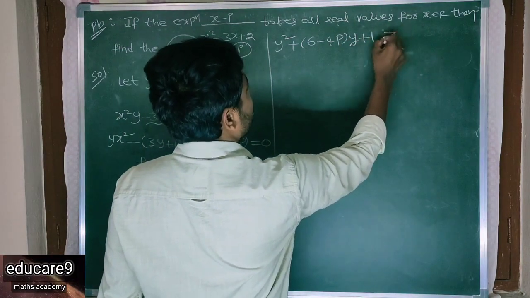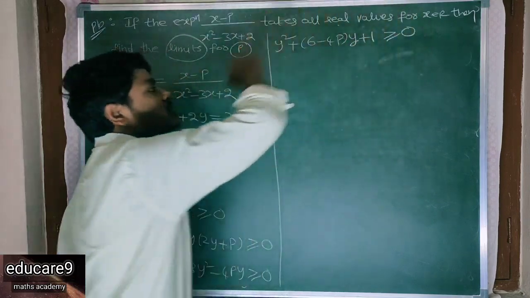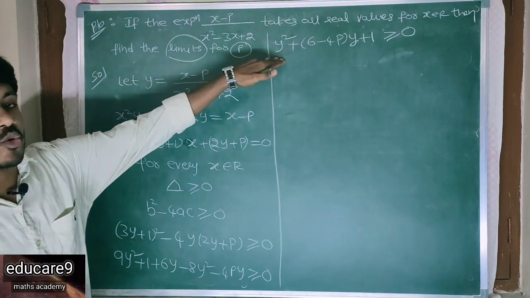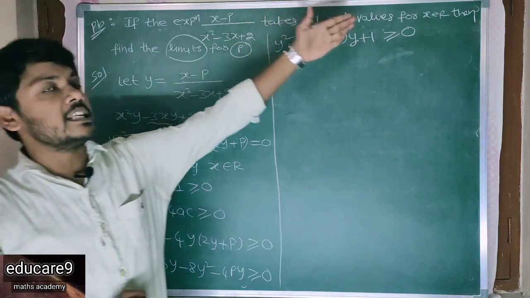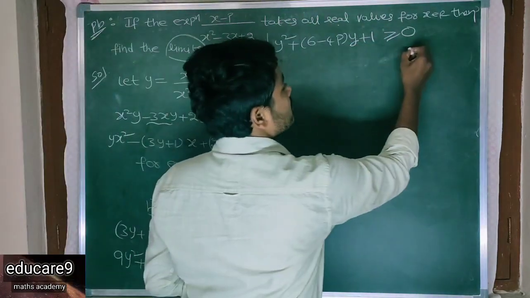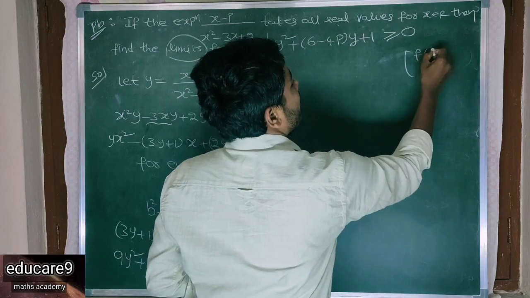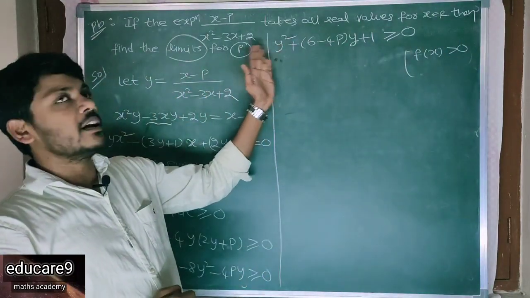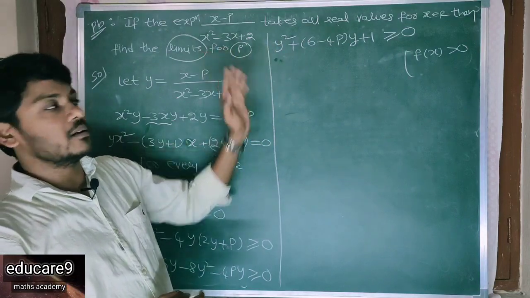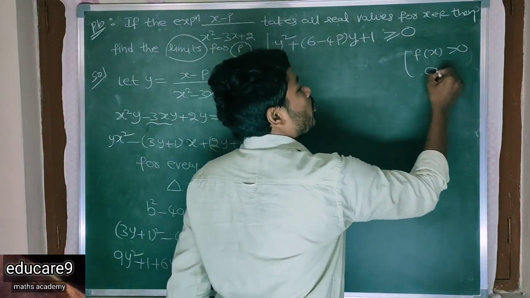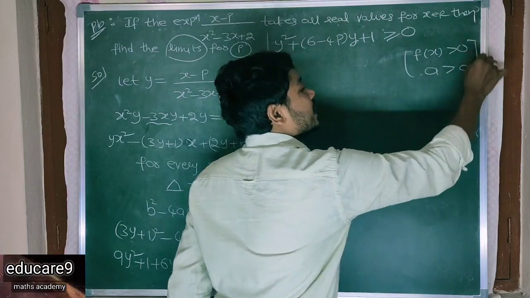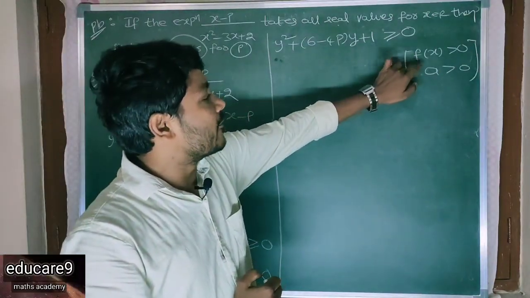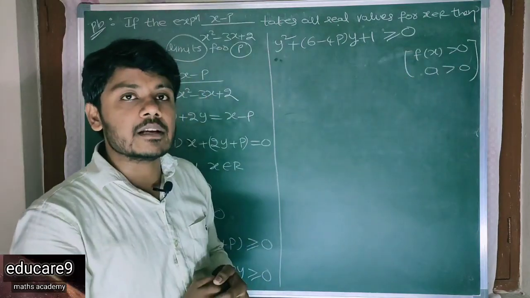Plus 1. It is what? Greater than or equals to 0. See here, this is the quadratic expression. The expression is positive. F of x is positive and the coefficient of y square, a, is also positive. So clearly both have the same signs. F of x and a have the same signs.